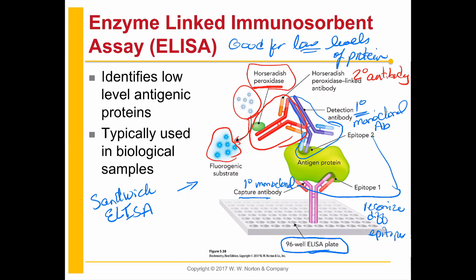And you get a positive or negative inside of the well. Either the antigen was present and all of the other stuff attached to it afterwards, or the antigen was absent and all you're left with is on the plate this primary monoclonal capture antibody, and that's it. So it's kind of a plus or minus sort of experiment.